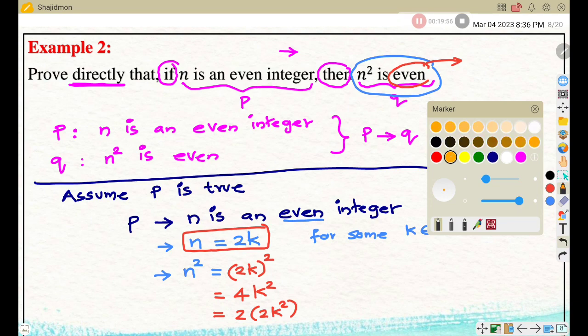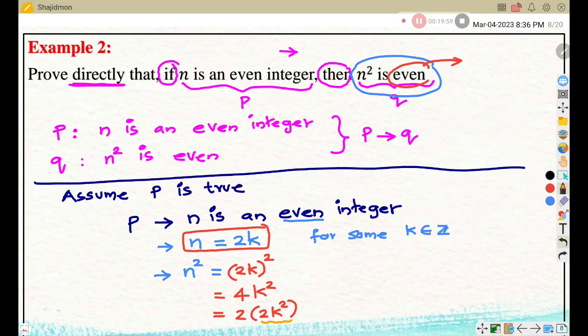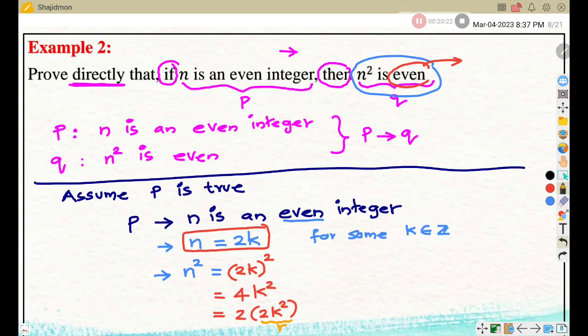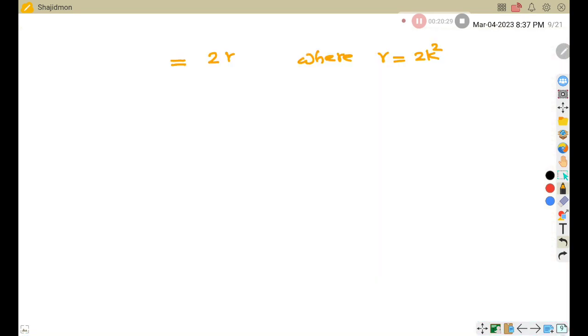Now from here, this 2k squared, we can take it as any variable, like r or s. For example, I am taking r. So it is equal to 2 times r, where r equals 2k squared. Hope you understood this. This 2k squared I have taken as r, with 2 outside, so 2 times r. So it comes like this, 2r.